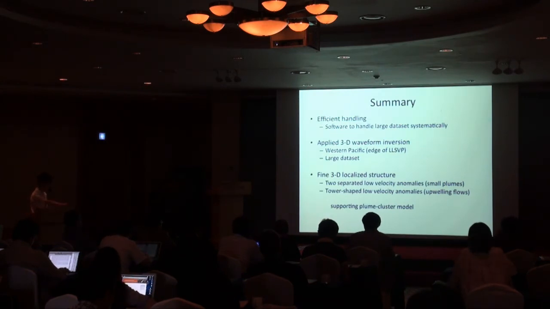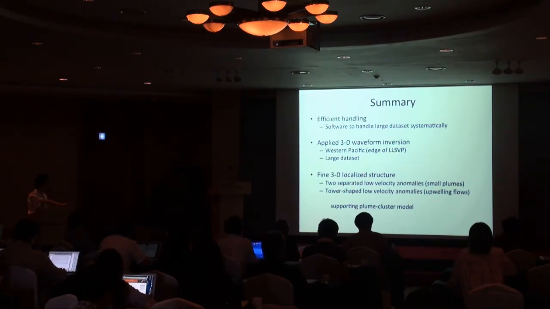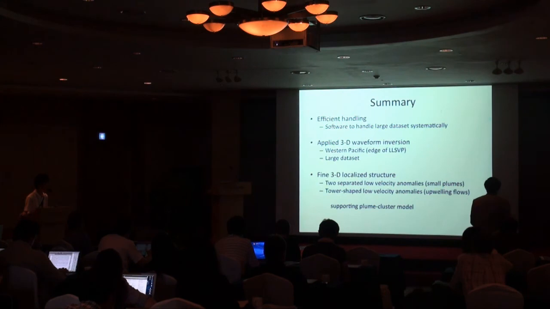Summary. I couldn't explain much about this. I didn't talk at all, but this is actually our second attempt to obtain three-dimensional seismic structure by waveform inversion. The first attempt was for Central America, but for using larger datasets like F-net, we have to improve efficiency in this waveform inversion. So I really concentrated on improving the efficiency of handling. Now we are getting ready to invert any other part of the Earth.